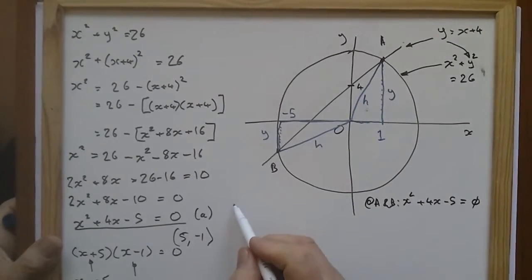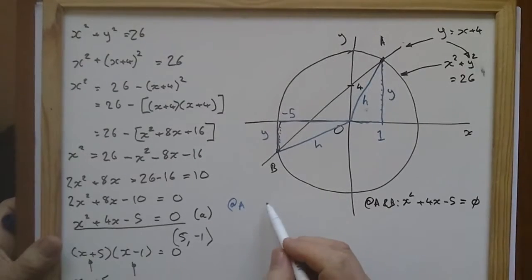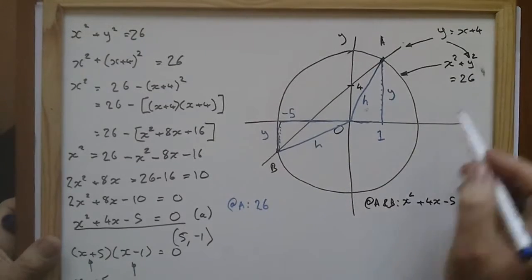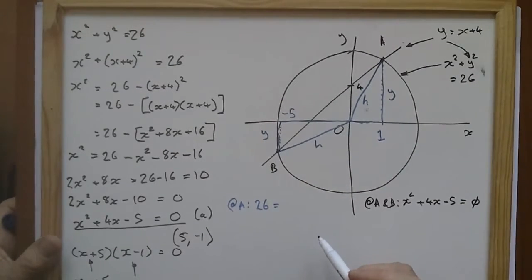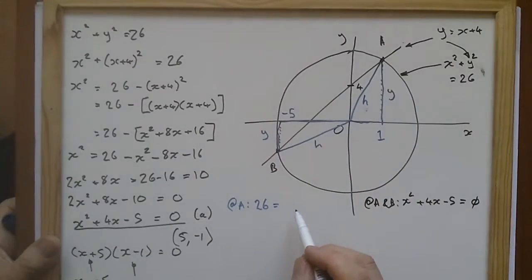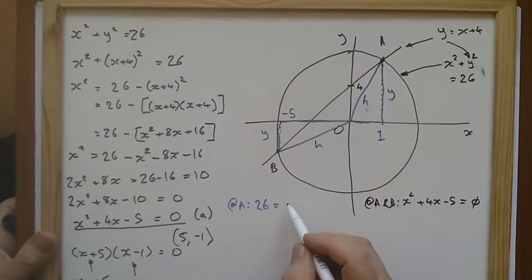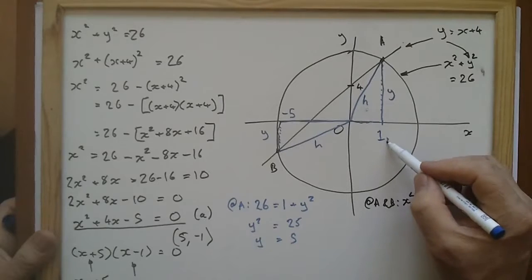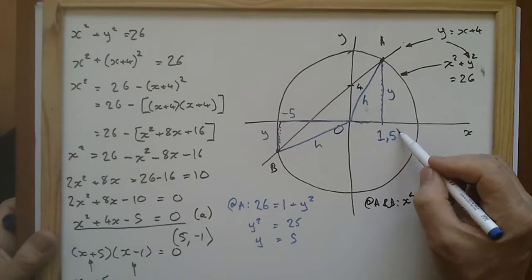So let's take point A. At point A we have that the square on the hypotenuse, we're told that answer is 26, is equal to the sum of the squares on the other two sides. Well, at A the x coordinate is 1, 1 squared is 1, plus y squared. So we have that y squared is equal to 25, and therefore y is equal to 5. So the coordinates at this point are 1, 5.